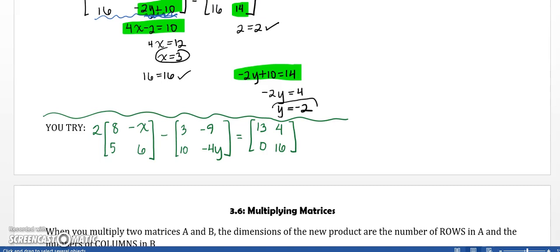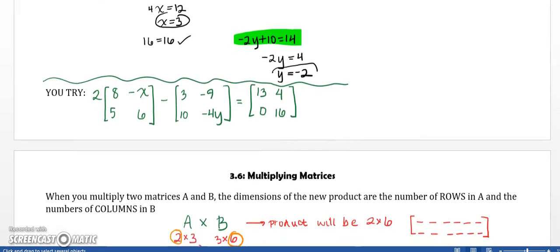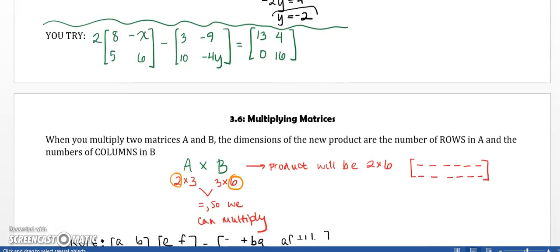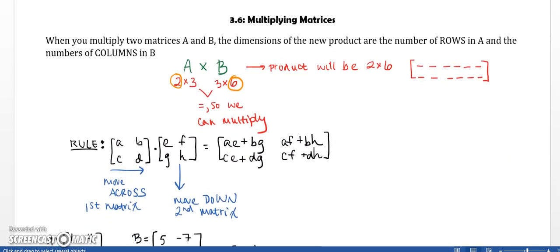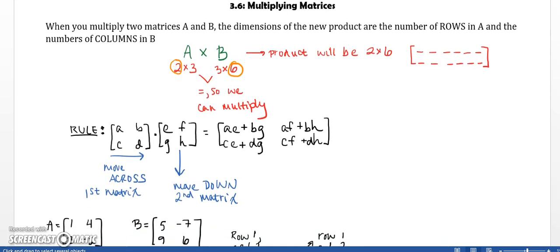Multiplying is significantly more difficult than the stuff we've been doing up here, because it's not just multiplying corresponding elements. You have to move across and move down. So this is section 3.6. Before it was 3.5. 3.6 is strictly multiplying. That's all that's in the section.